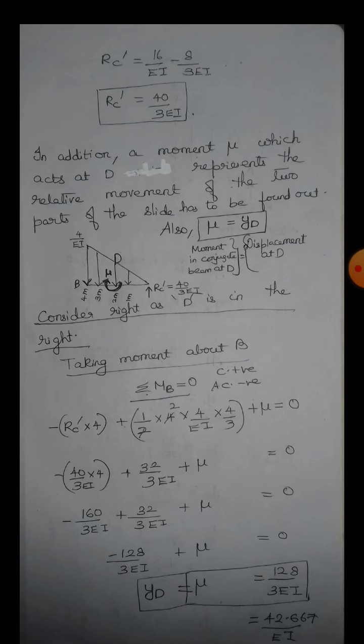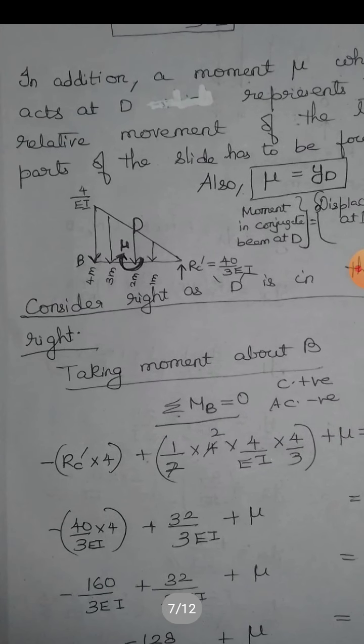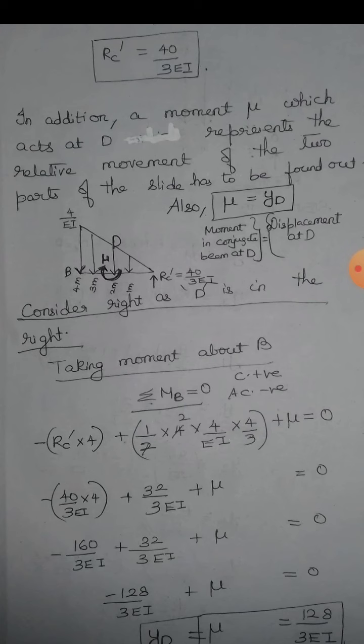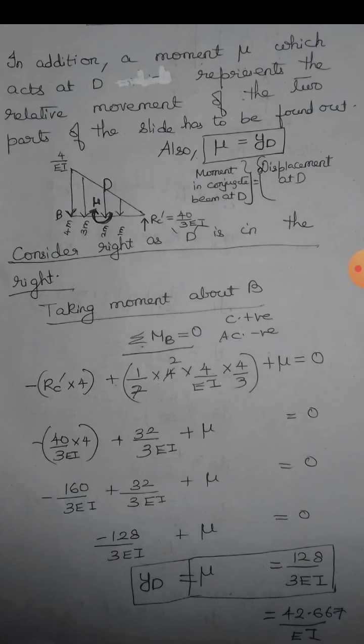Again, as I told you earlier, there is a moment Mu, which represents the relative moment of the two parts, that we have to find out. This moment Mu at D is also the displacement at D, so that gives the denominator for the formula. The IL ordinate for shear force at D equals Yx by YD. So let us find Mu in the diagram. We'll only consider the portion BC, the right portion, because D is in the right portion only. Again, taking moments about B, we get RC dash into 4, which is anti-clockwise. Again, Mu is considered as positive. If we get a negative sign, we'll change it. So we mark Mu as clockwise. Again, the load is half into the area of the triangle, so half into 4 by EI into 4 by 3, which gives Mu equal to 128 by 3 EI. This is also equal to 42.667 by EI, which is equal to YD.